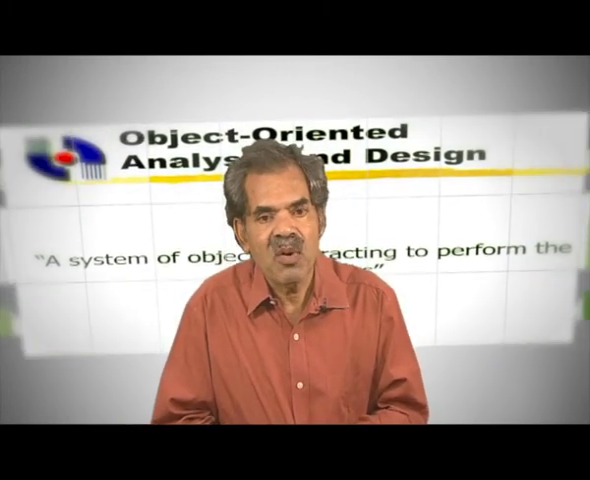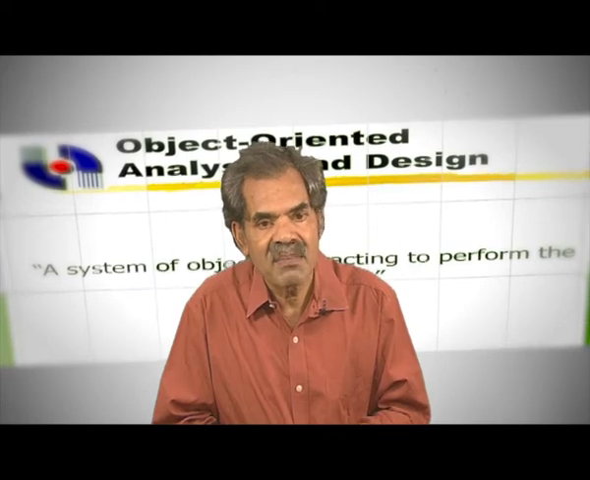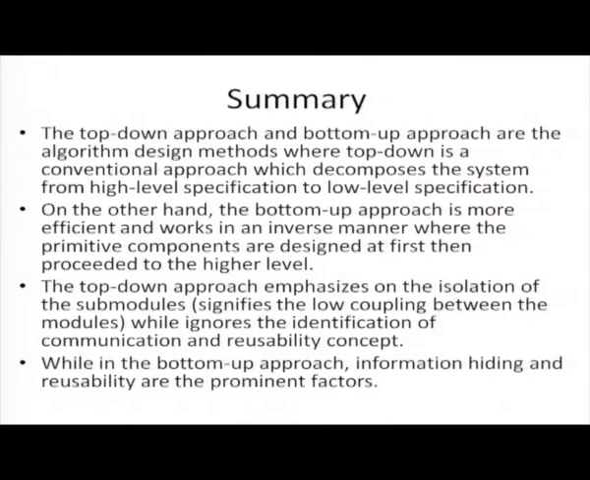A summary: the top down approach and bottom up approach are the algorithm design methods, where top down is a conventional approach which decomposes the system from high level specification to low level specification. On the other hand, the bottom up approach is more efficient and works in an inverse manner, where the primitive components are designed at first, then proceeded to the higher level. The top down approach emphasizes on the isolation of submodules, signifies the low coupling between the modules, while ignores the identification of the communication and reusability concept.